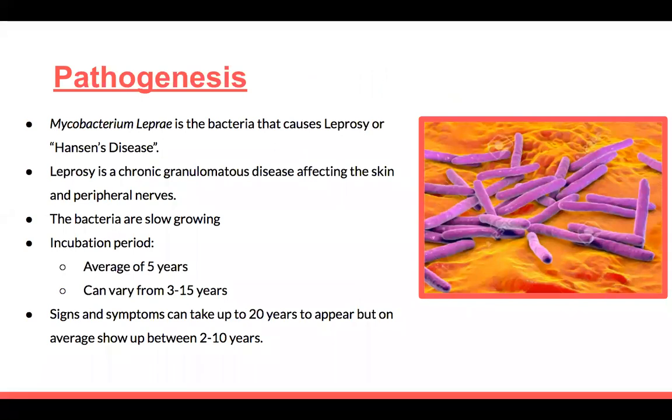For pathogenesis, Mycobacterium leprae is the bacteria that causes leprosy or Hansen's disease. Leprosy is a chronic granulomatous disease affecting the skin and peripheral nerves. The bacteria are slow growing, and the incubation period is an average of 5 years, but can vary from 3 to 15 years. Signs and symptoms can take up to 20 years to appear, but on average show up between 2 to 10 years. M. leprae has the longest doubling time of any studied bacteria.